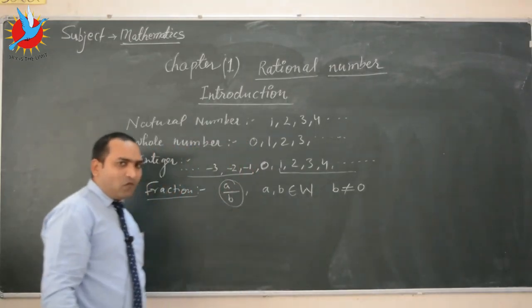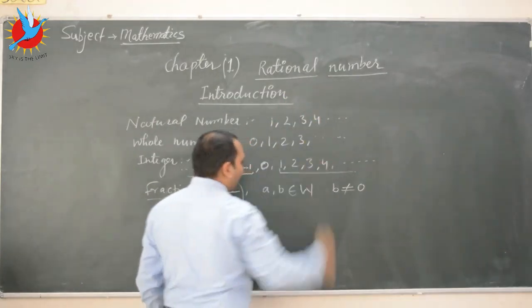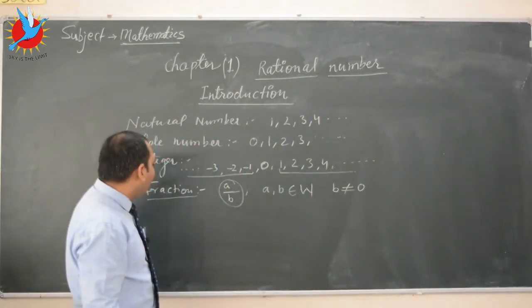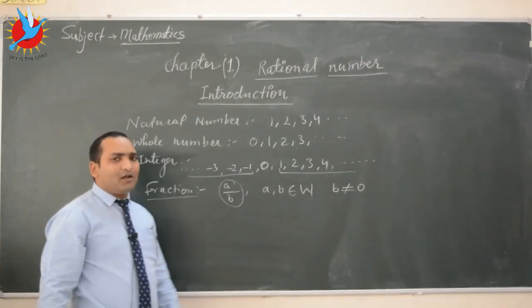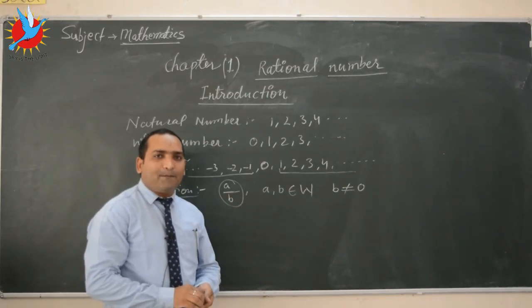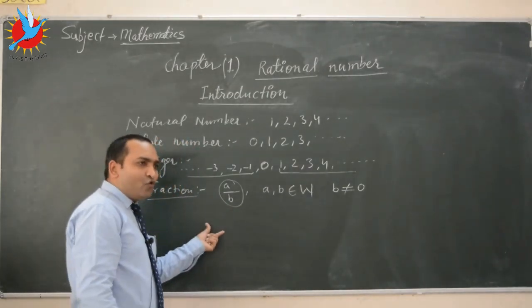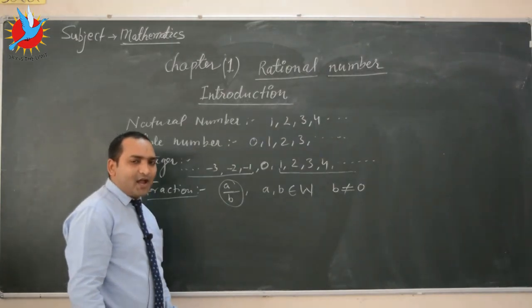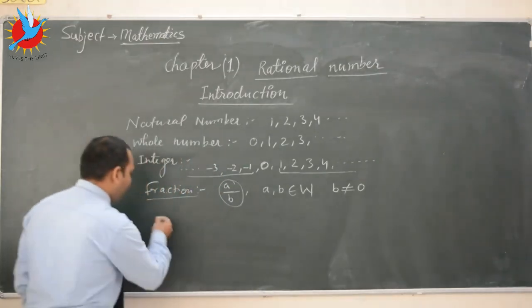Similarly, now we read about the rational number. So what is a rational number? A rational number is a number which can be expressed in the form p upon q, where p and q both should be integers and q should not be equal to 0.